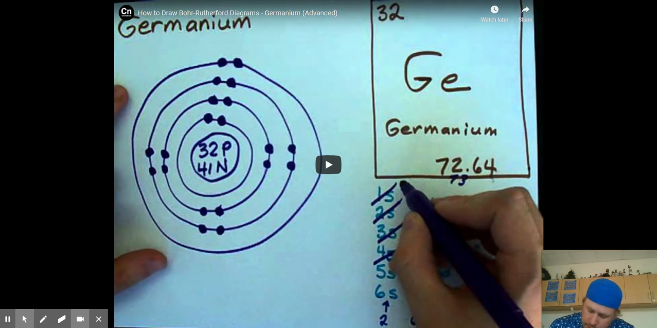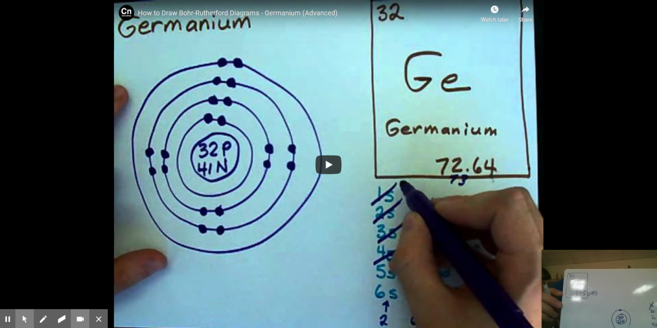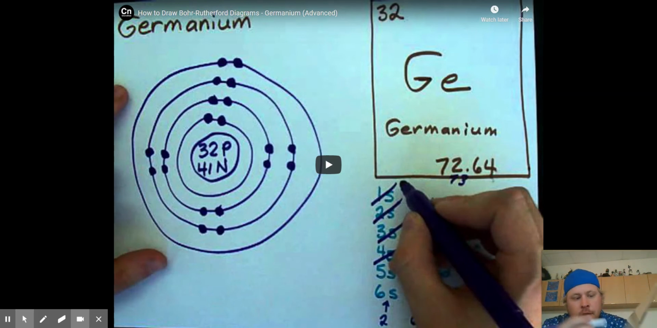We're going to draw our first orbital, and we are going to fill in the chart over here. So 1s, we can fill in an s orbital. Takes how many electrons? You guys are right, 2. We cross it out. So there we go. Our second orbital is also an s. So we're going to cross that out.